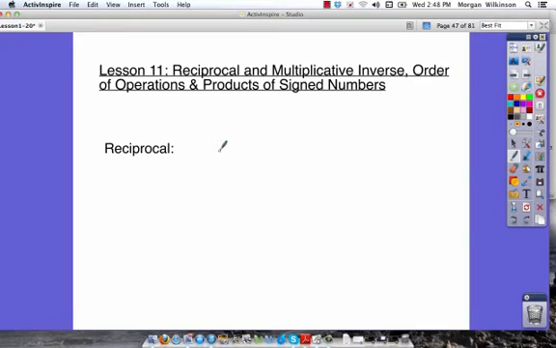In Lesson 11 today, we're talking about reciprocals and multiplicative inverses, order of operations, and products of signed numbers. Now, we're going to start off with a few definitions, and the first one is that of reciprocal. Hopefully you remember what the reciprocal of a number is.